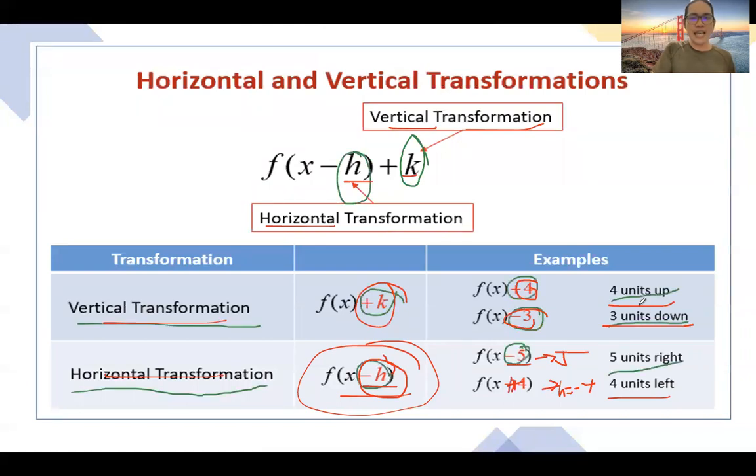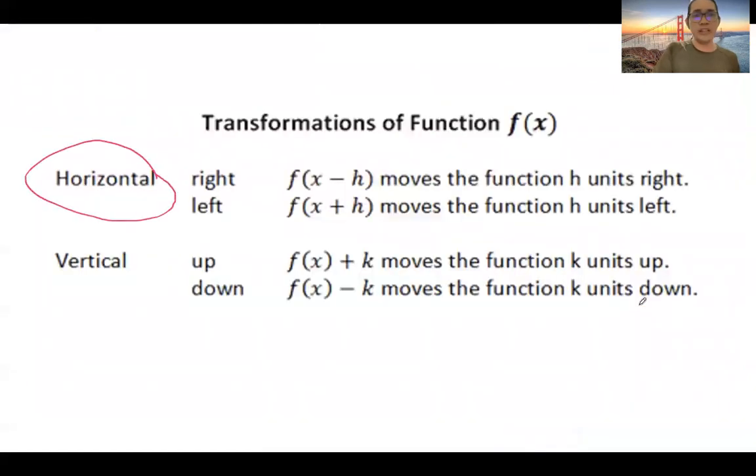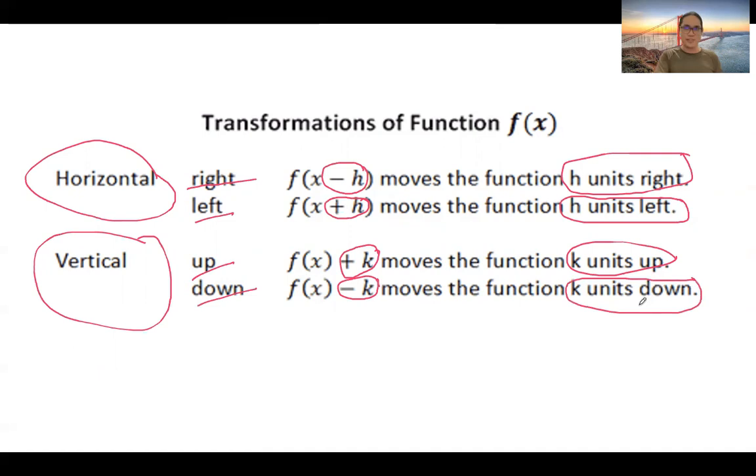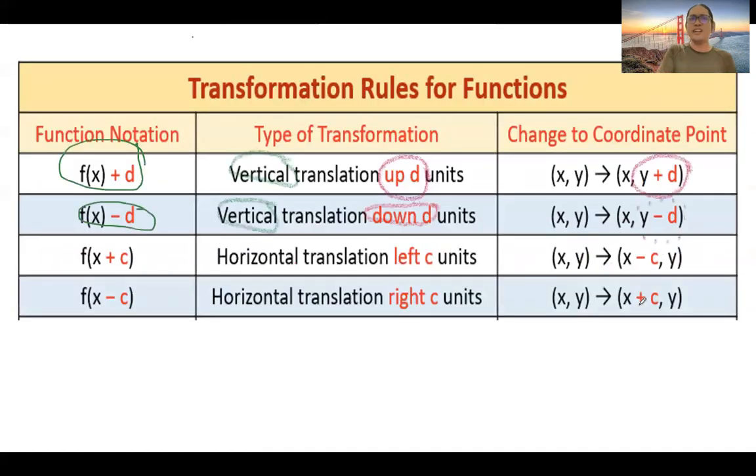Another thing, okay. For horizontal, going to the right, if f of x minus h is the form, it moves h units to the right. If it's left, of course, it's in the form of f of x plus h, and it moves the function h units to the left. And for the vertical, we have up or down. If we have f of x plus k, it moves the function k units up. And f of x minus k moves the function k units down. So I hope we're clear about this one. These are the rules.